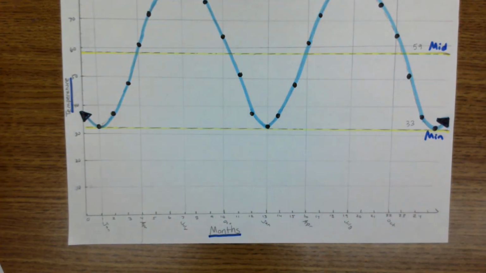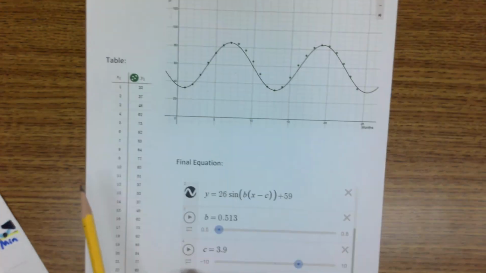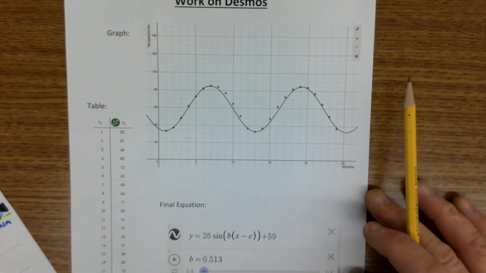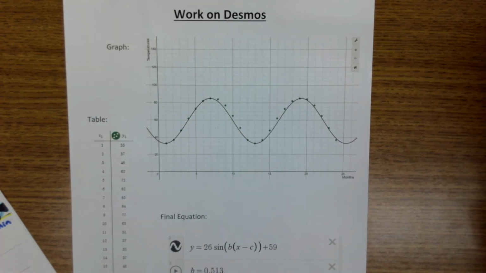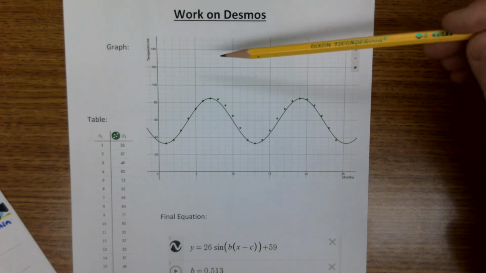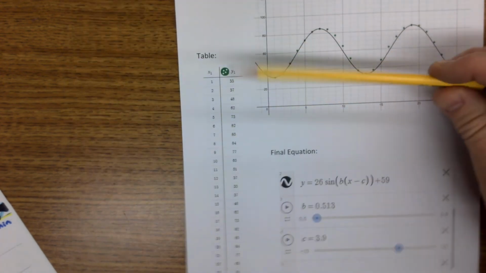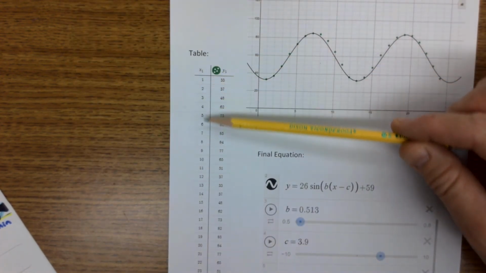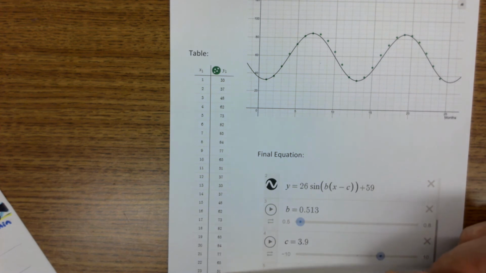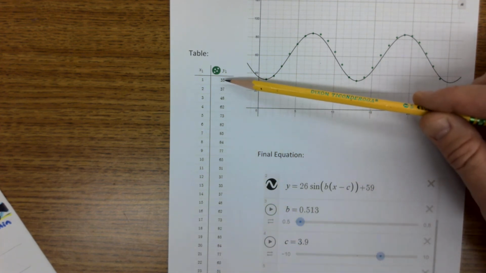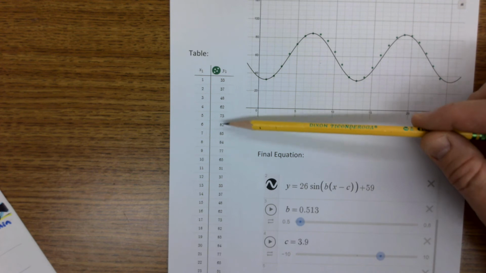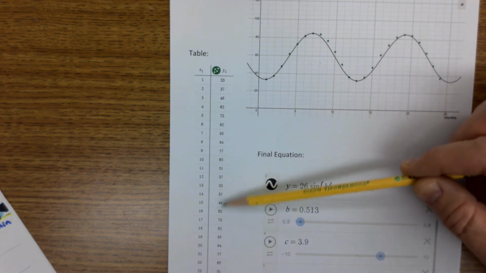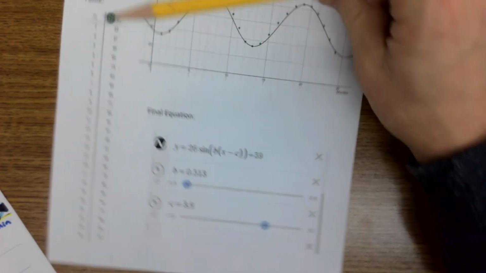All right, and after you make the graph, the last part of the project is to show the work on Desmos here. These are all screenshots that I took from Desmos. Here's a table. You can input a table. Here's months 1 through 24, the first 2 years. Here's the temperature. It goes 33 up to 85, back to 33, and then the cycle starts over again.